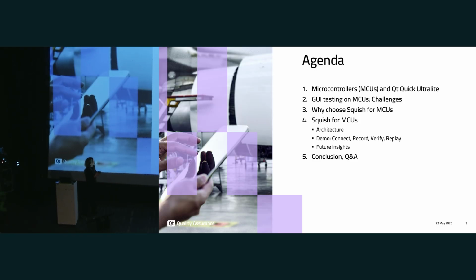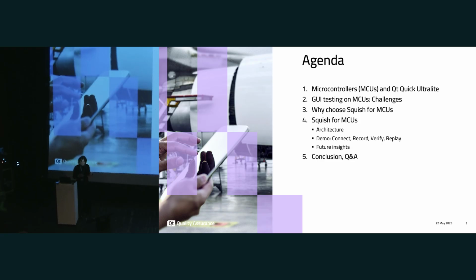Here's a brief agenda for today. We are going to have a quick look at what microcontrollers are and what Qt Ultralite is. Since we are at Qt World Summit, I assume everybody in the room knows what Qt is, so I'm not going to explain that. Then we will have a look at why it is so challenging to implement user interface testing on microcontrollers, and also how we overcame some of these challenges with Squish, our tool for user interface automation.